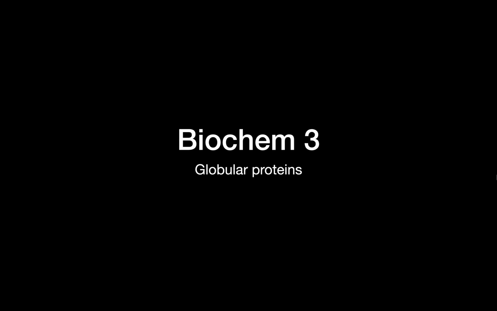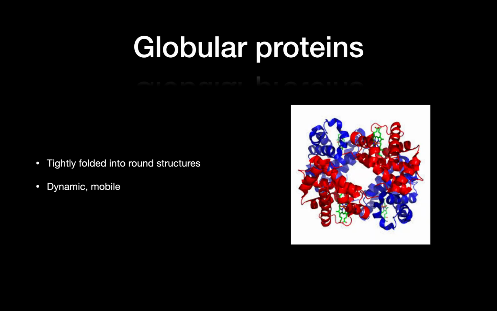Hello and welcome back. We'll be starting with globular proteins today. So globular proteins are tightly folded into round shapes, and they have an axial ratio of length to width less than 10, and they are dynamic and they're mobile.